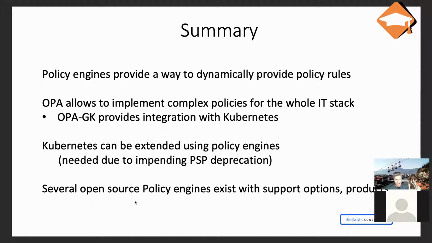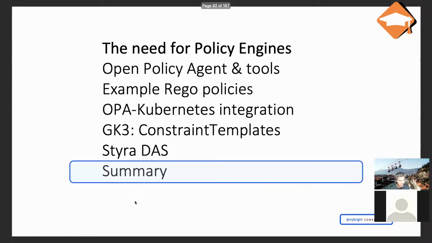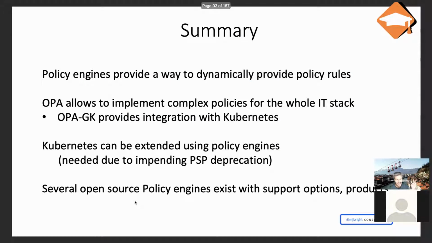We've seen how Kubernetes can be extended to use these policy engines. That's needed because of the PSP deprecation. On the other hand, there will still be some simple inbuilt admission controllers in Kubernetes, but we won't even see the alpha version of those until the Kubernetes 1.22 release in August. And then there are several open source policy engines, and also supported product versions of those from various vendors. I didn't mention that explicitly.